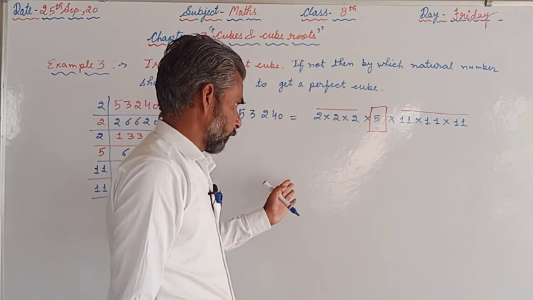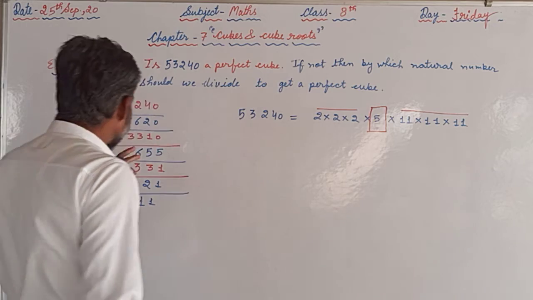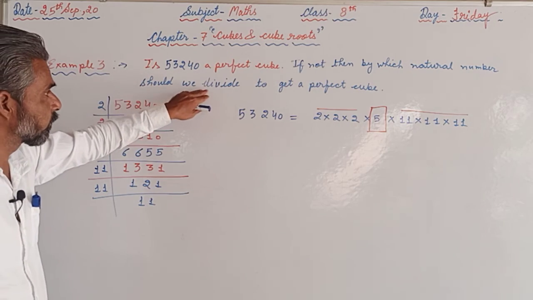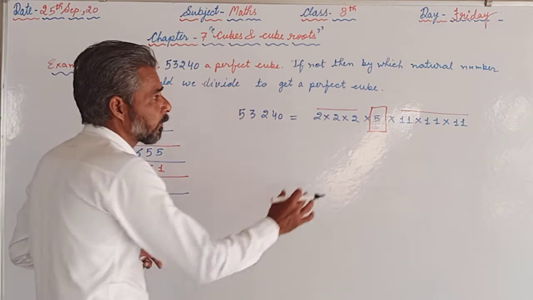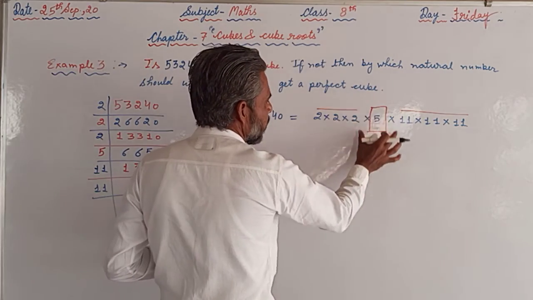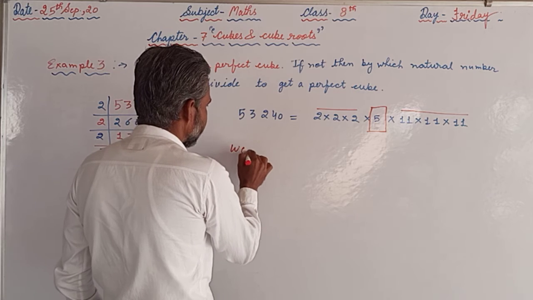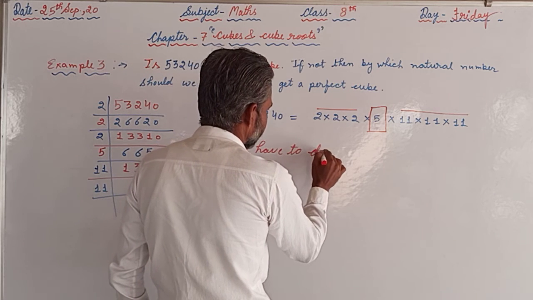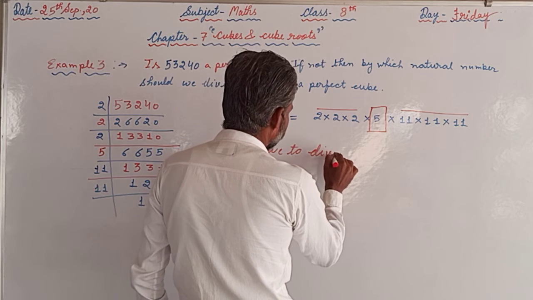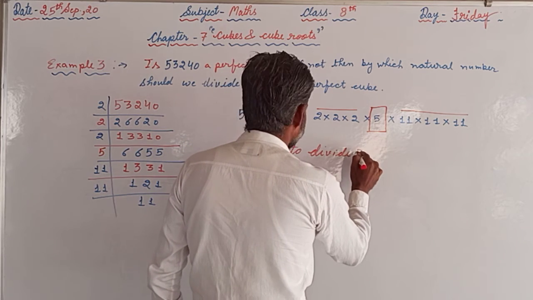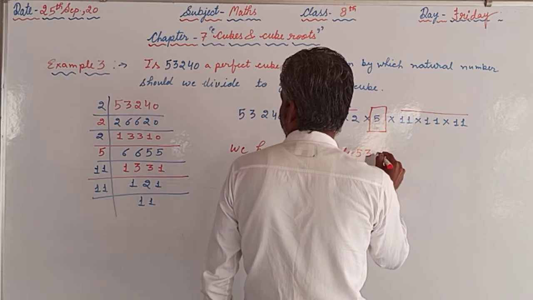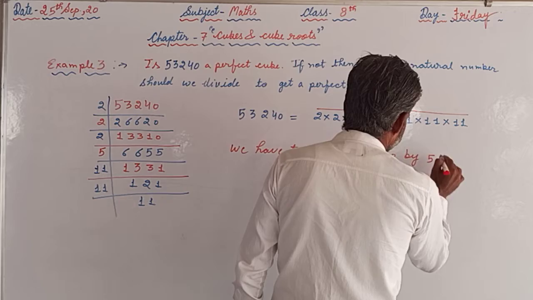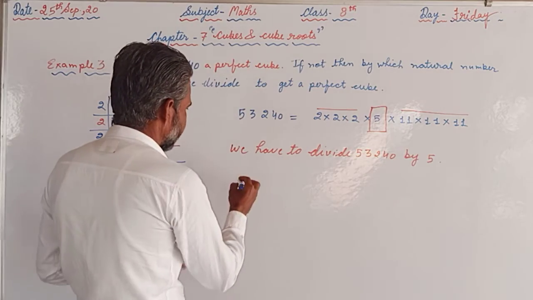Now in this question we have to find the natural number by which we should divide. So we should divide by the extra number. So here the answer will be, we have to divide 53,240 by 5.